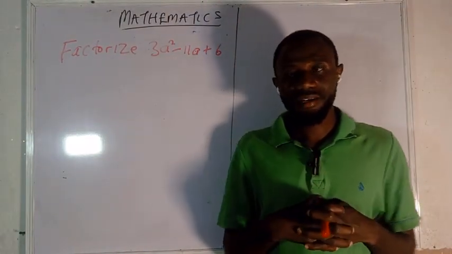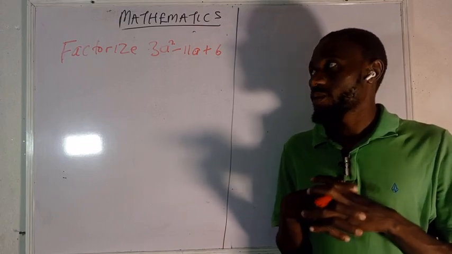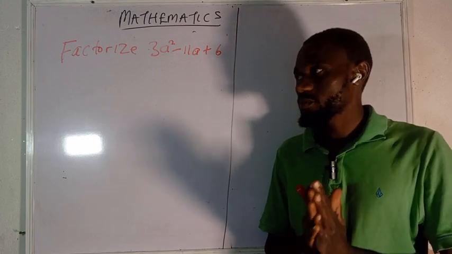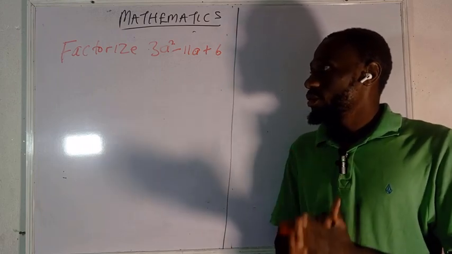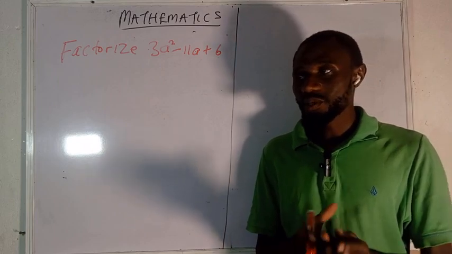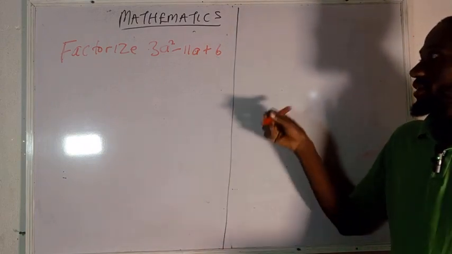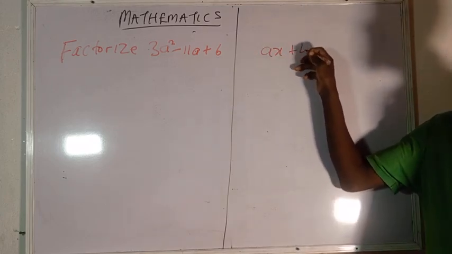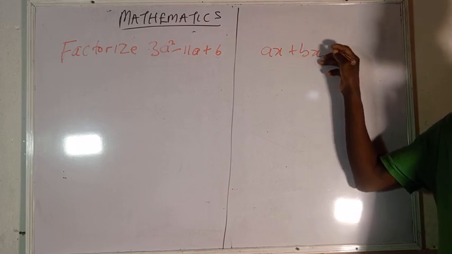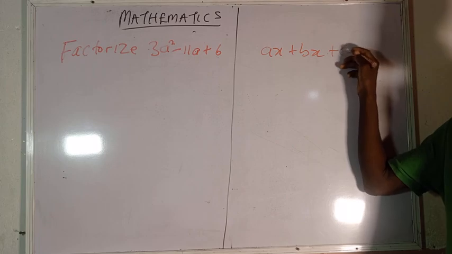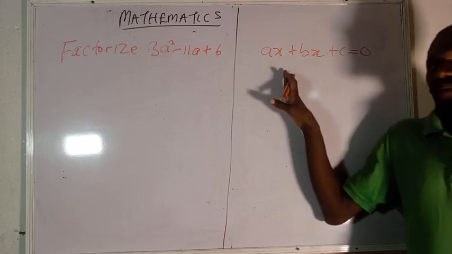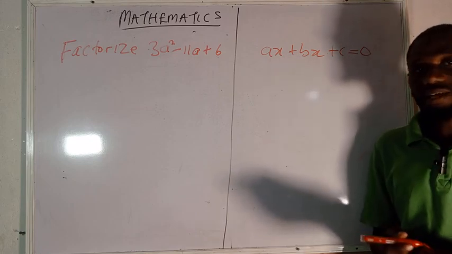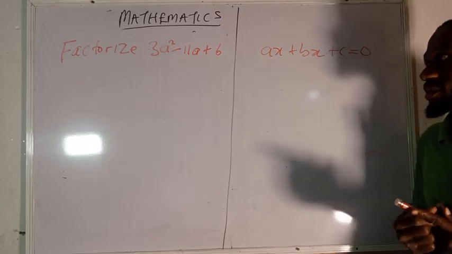In this video we are learning how to factorize quadratic equations. For you to factorize a quadratic equation, you're supposed to know the standard form of a quadratic equation, which is ax² + bx + c = 0. Any quadratic equation is in the form of a, b, c. That is the standard form of a quadratic equation.